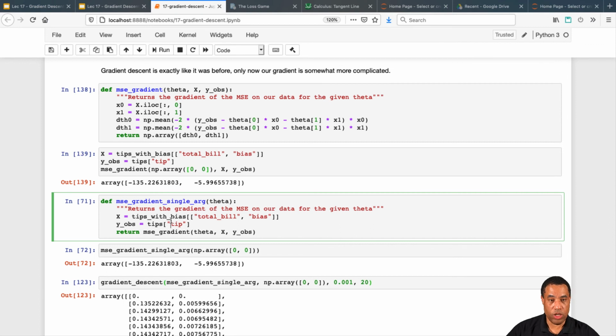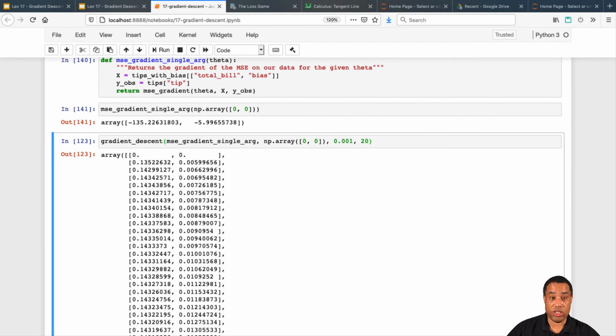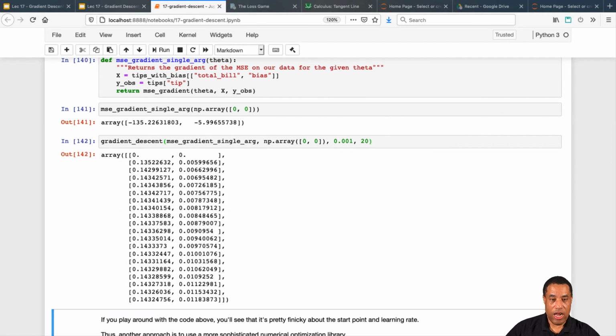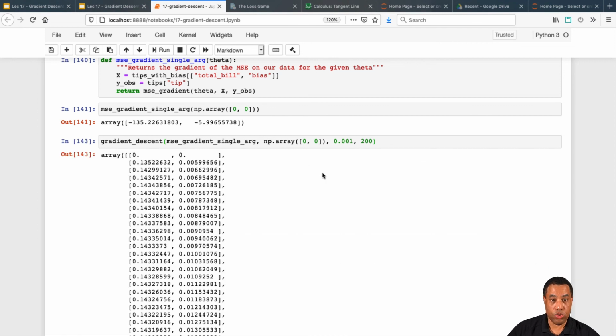Okay, so we have our mean squared error gradient for a single argument, just as a function of an input theta. We're hard coding everything in, and if we give it a starting theta, which in this case is now a vector, we get the same value as we got before. Now we can just plug that into our gradient descent algorithm. We're going to use a learning rate of 0.001, and run it for 20 iterations. We don't actually get convergence, it looks like. So let's try running it for 200 iterations instead.